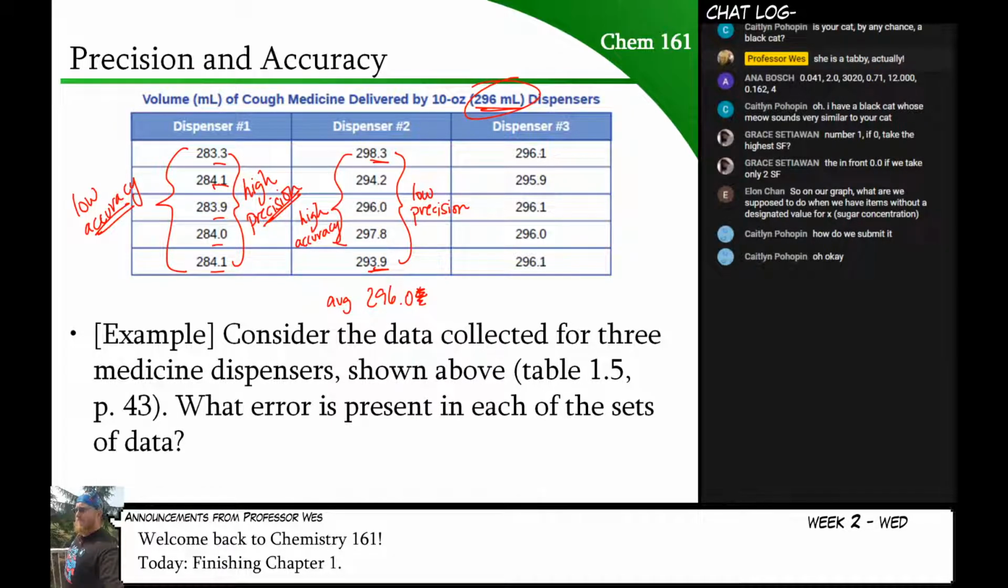Data set 3 over here is both high accuracy and high precision. So dispenser number 3 has been recently maintained or is new or something. It is doing everything correctly. But dispenser number 1 has been miscalibrated, and dispenser number 2 has something going on. Maybe there's something that is blocking the nozzle and just causing it to dispense a wider range of medicines.